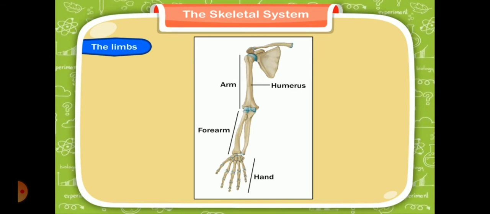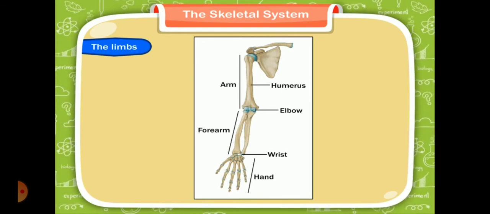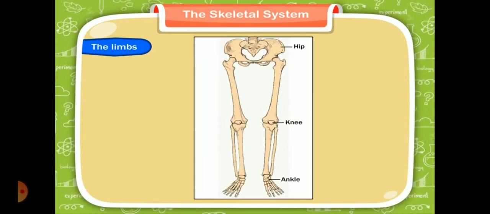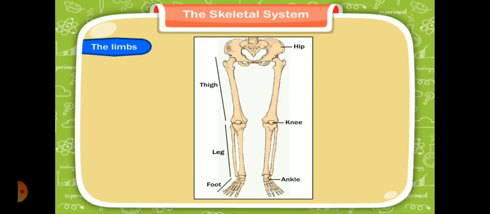The forearm is the region between the elbow and the wrist. It consists of two long bones connected firmly to the humerus. The hand consists of three parts: wrist, palm, and fingers. The humerus is the longest bone in our upper limb. The lower limbs, legs, are composed of the bones of the thigh, leg, and foot.